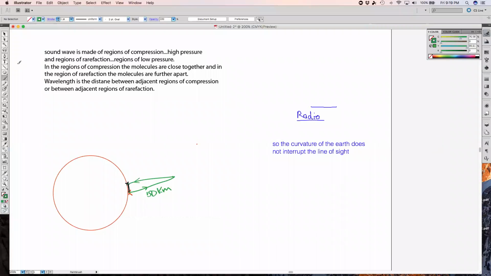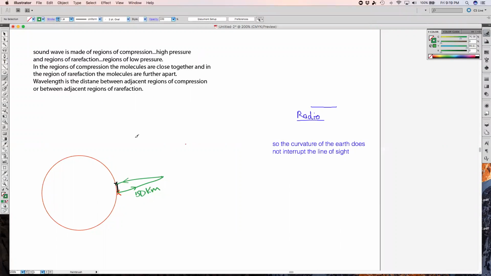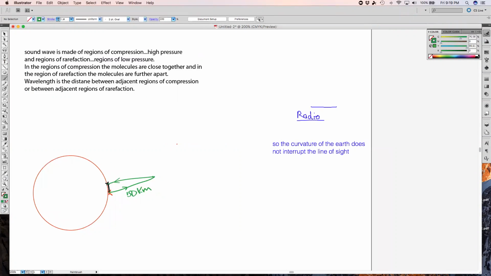Now, what we know about electromagnetic waves is that they all travel at the same speed. All electromagnetic waves travel at the speed of 3 by 10 to the 8 meters per second. That's how fast they travel. And if you're talking about a time of travel of 0.24 seconds, they're asking how far would it travel in 0.24 seconds?